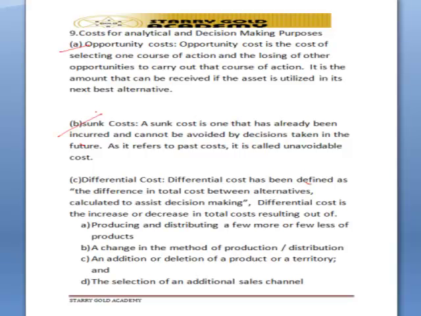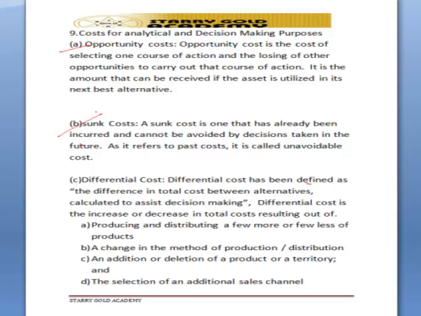So CIMA defines it as the past cost not taken into account in decision making. That's how CIMA defined a sunk cost: the past cost not taken into account in decision making.